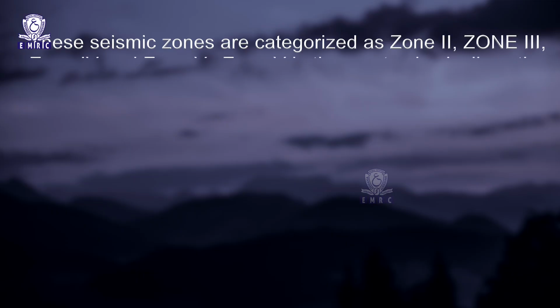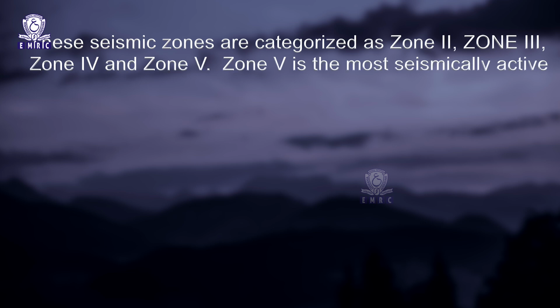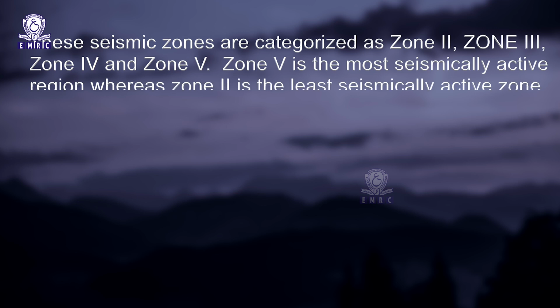The Bureau of Indian Standards, that is BIS, in the year 2002 divided the country into 4 seismic zones based on the past seismic history. These seismic zones are categorized as Zone 2, Zone 3, Zone 4 and Zone 5. Zone 5 is the most seismically active region, whereas Zone 2 is the least seismically active zone.